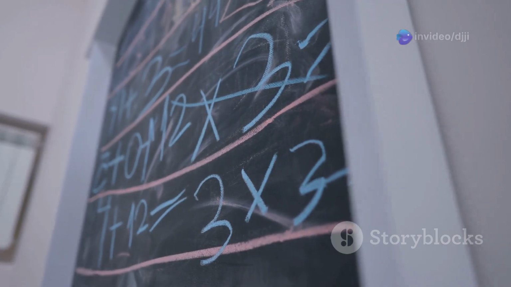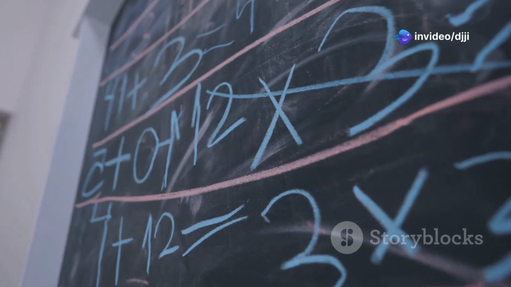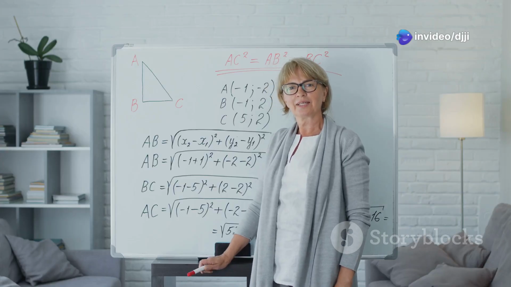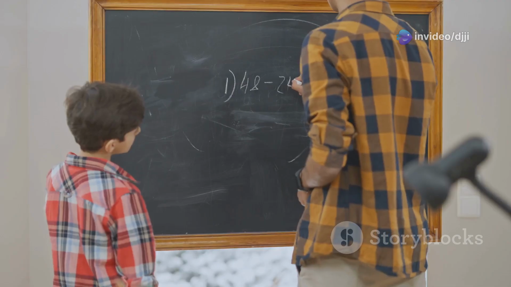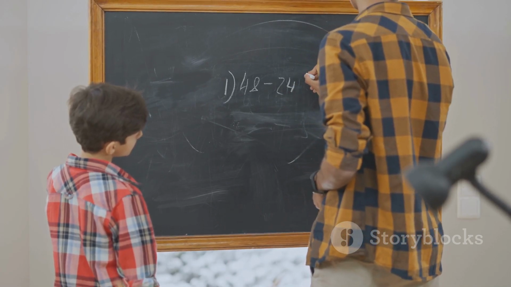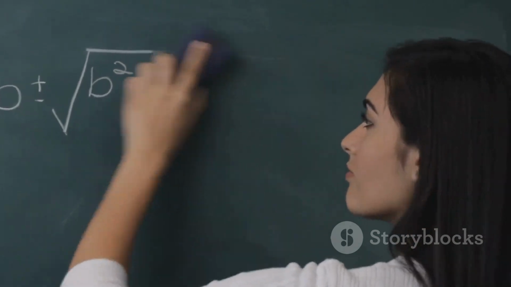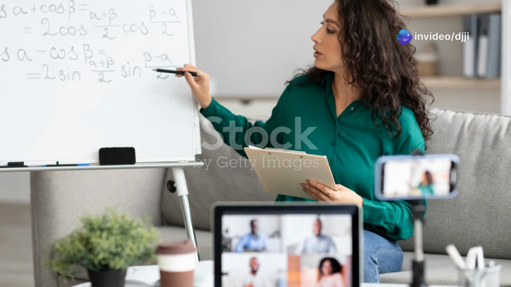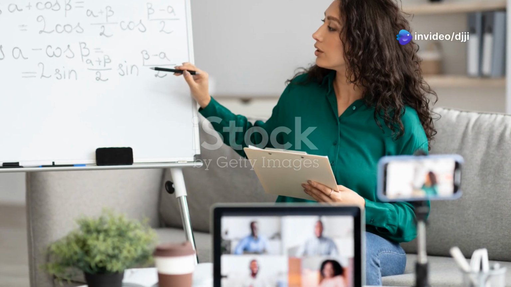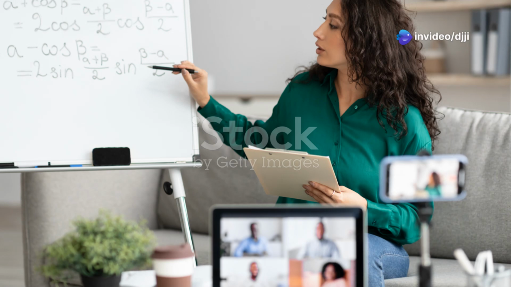To solve these equations, we follow a set of steps. Step 1. Isolate the radical on one side of the equation. Let's take our example, the square root of x plus 2, plus 3 equals 5. First, we need to get rid of that plus 3. Subtract 3 from both sides, and we get the square root of x plus 2 equals 2.